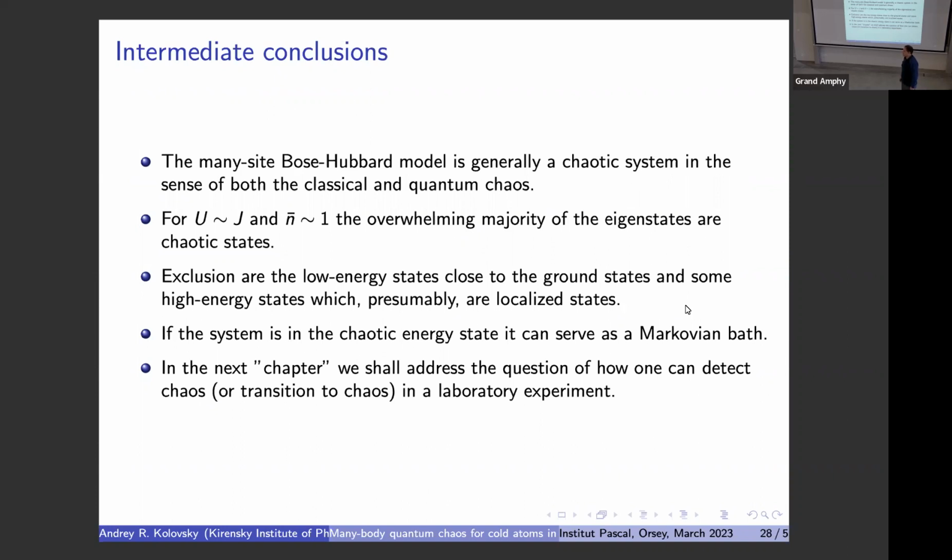Yes, it looks like 6 atoms in 6 wells is not a big system. But in fact, what matters is the dimension of the Hilbert space. The dimension of the Hilbert space of a two-level system is only 2, and for the 6 atoms, it is hundreds. So in this sense, this is a big system in comparison. It is also a good bath, I believe.